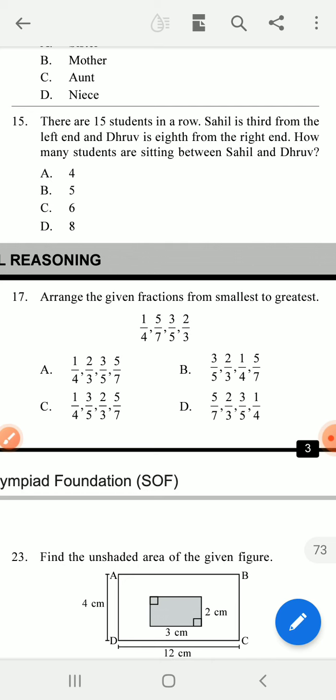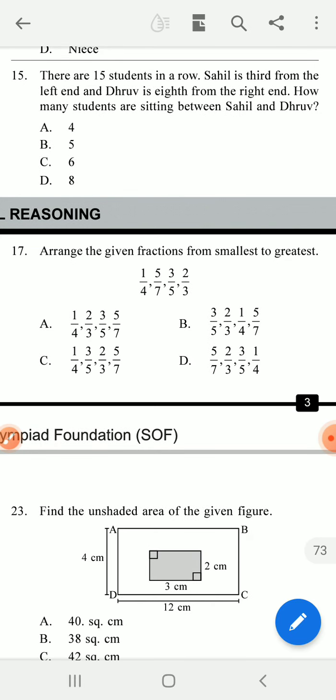Arrange the fractions from smallest to greatest. 17. First you find the LCM of the denominators and then change all the fractions into like fractions, and you can easily find out the answer. All denominators must become equal, equal to the LCM. 17C is the answer.